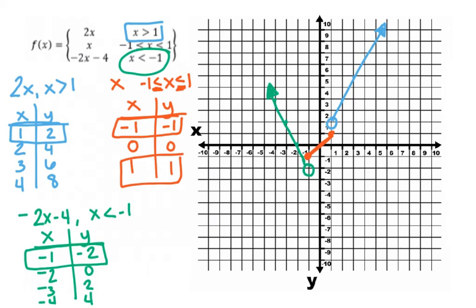Alright, so obviously this one is not continuous because you got some breaks and some holes, and that's fine. Sometimes that happens with Piecewise, sometimes it doesn't. It just depends on what they give you.